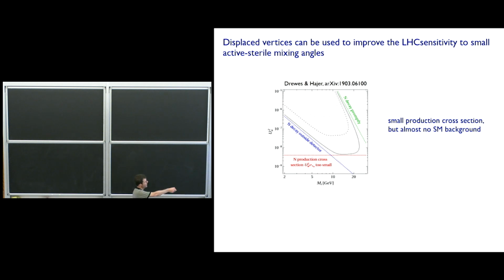Now the blue line is the opposite limit. You decrease M, which means the decay width is decreasing, so the lifetime increases, and now the sterile neutrino decays outside the detector. So you don't see a displaced vertex. You have no sensitivity to the region to the left of this blue curve. That's all I wanted to say about heavy neutral leptons.